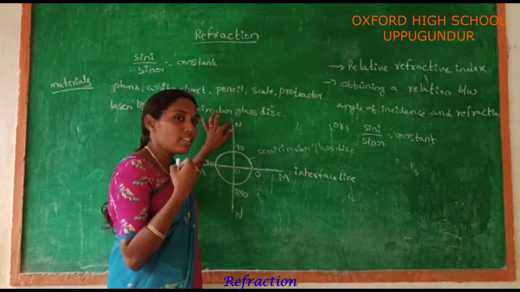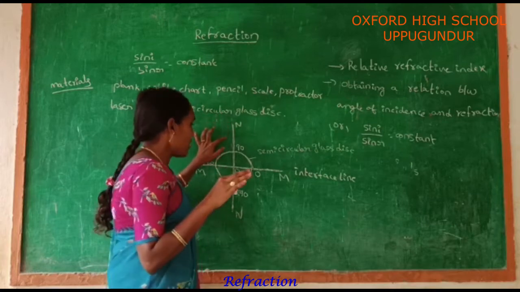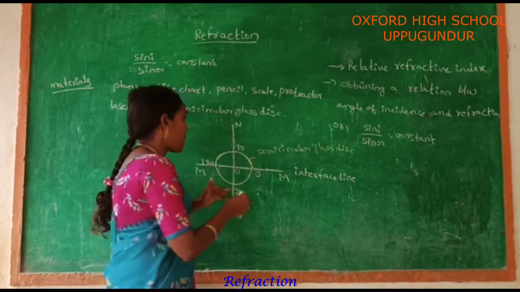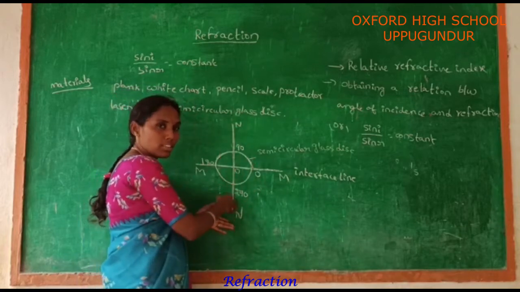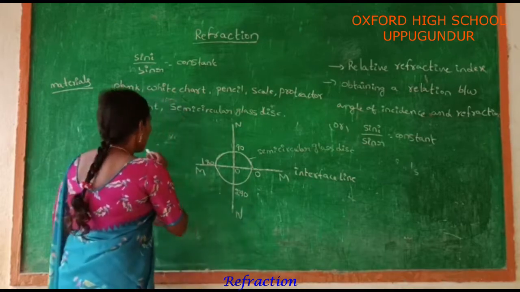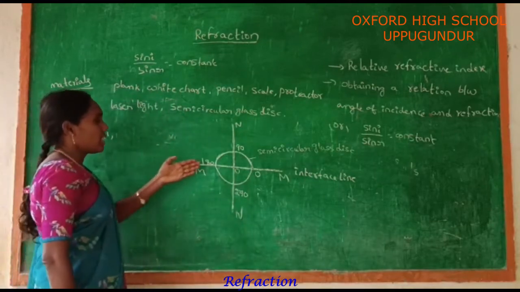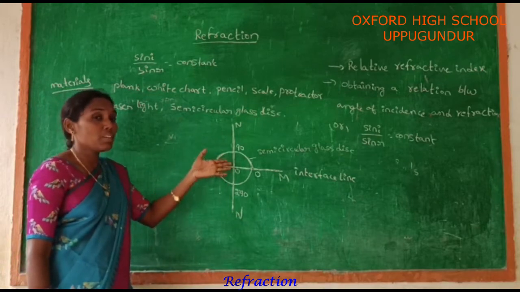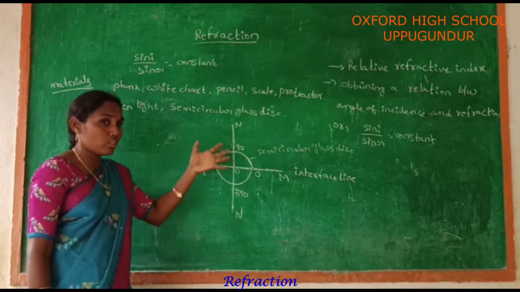That means the light ray goes straight. In this case, there is no bending of the light ray. When laser light passes along the normal, there is no deviation of the light ray. The light ray goes straight.